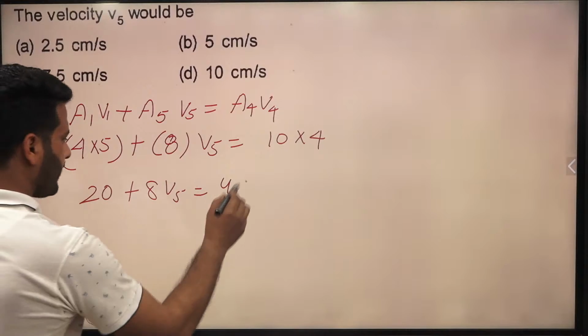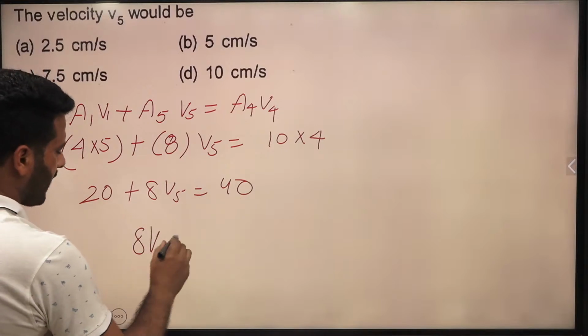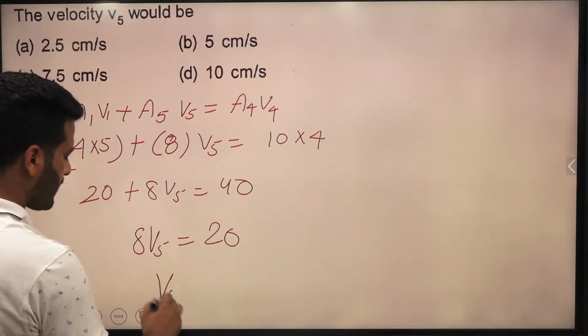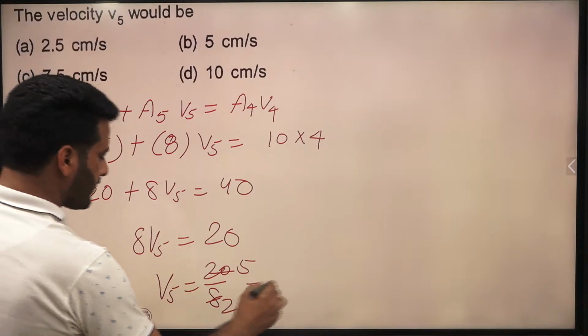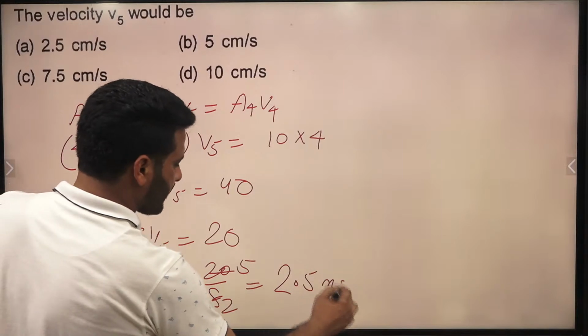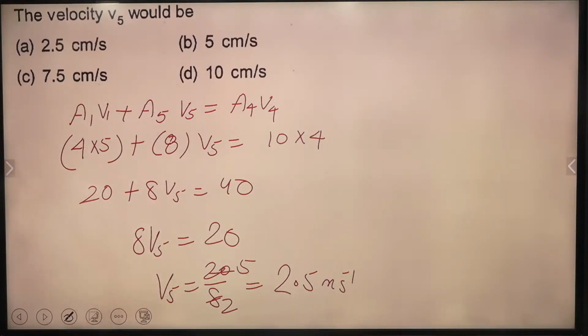So here we can write it 8 times V5 equals to 20. So V5 equals to 20 by 8. So it is coming to be 4 to the 8, 4 5 the 20. This is coming to be 2.5 meter per second. This will be the answer. 2.5 meter per second. Option A will be the answer. Fine. He may ask the V3.